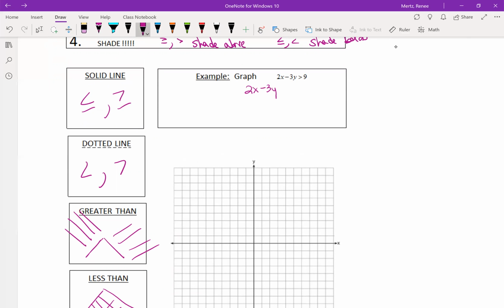2x minus 3y is greater than 9. Subtract the 2x. -3y is greater than -2x plus 9. When we divide by the -3, we need to make sure we flip our inequality sign because we divided by a negative. 2 over 3x minus 3.